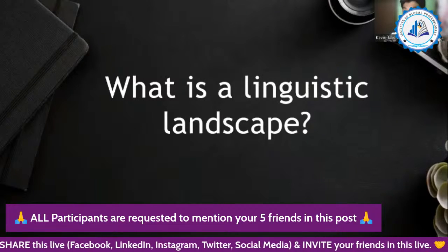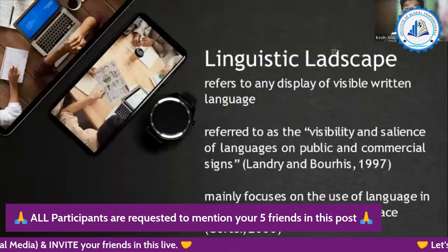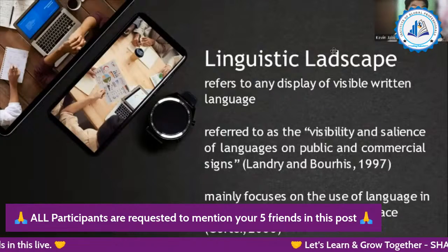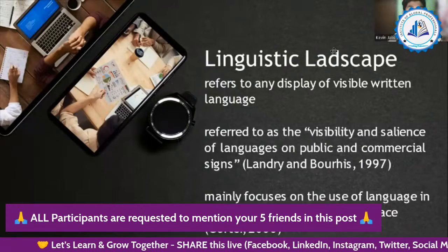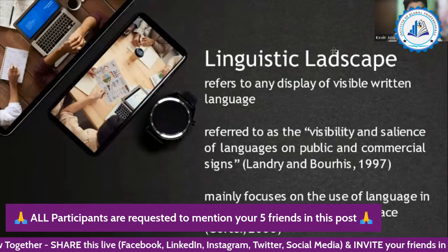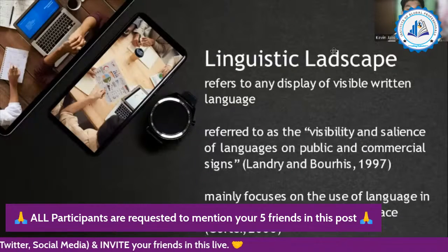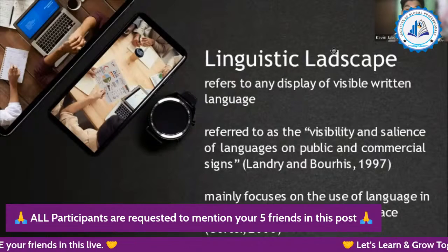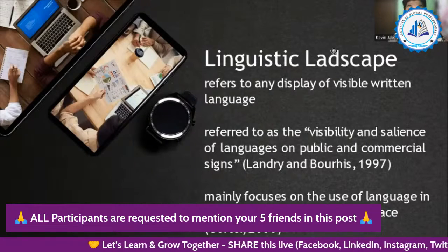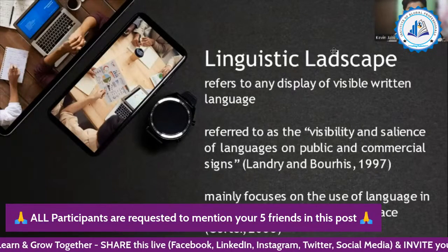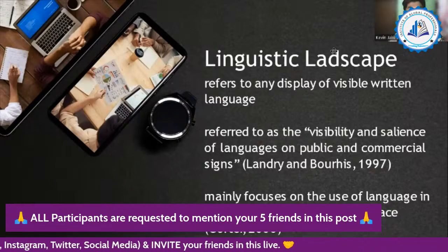Now, the first one, my dear colleagues, is that linguistic landscape refers to any display of visible written language. Therefore, we're practically dealing with signages or signboards, okay? And another definition from Landry and Bourhis in 1997, linguistic landscape refers to the visibility and salience of languages on public and commercial signs, okay? And of course, other definitions from Waterback in 2006, he defined linguistic landscape as mainly focusing on the use of language in its written form in public spaces.